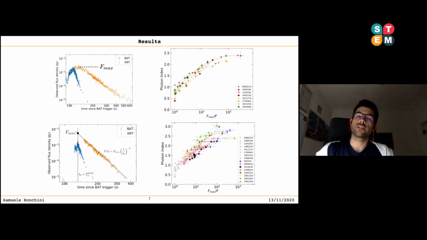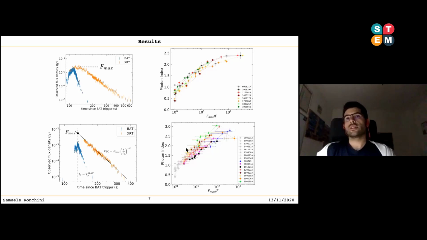This is also confirmed if we extend the sample, trying to include also those cases for which the steep decay doesn't have a well-defined peak, but we are able to extract the maximum flux, extrapolating back up to the peak time of the hard X-ray peak.